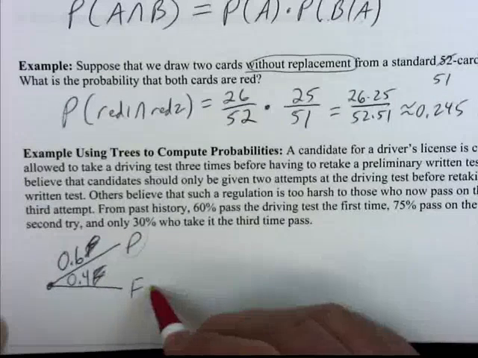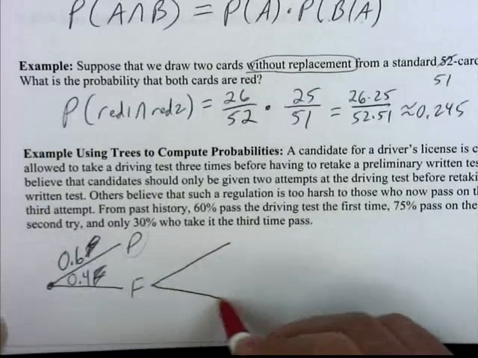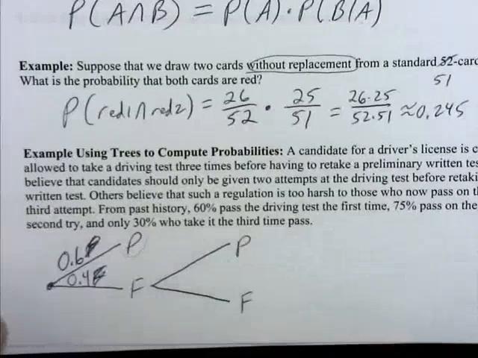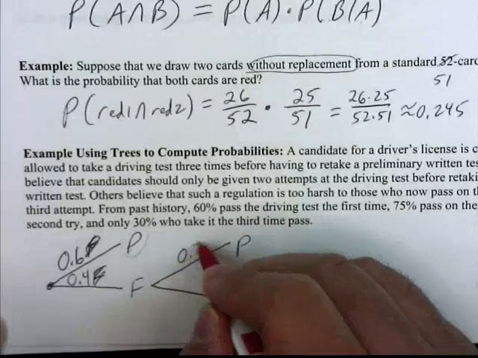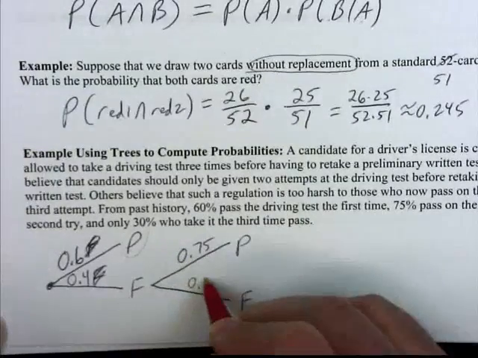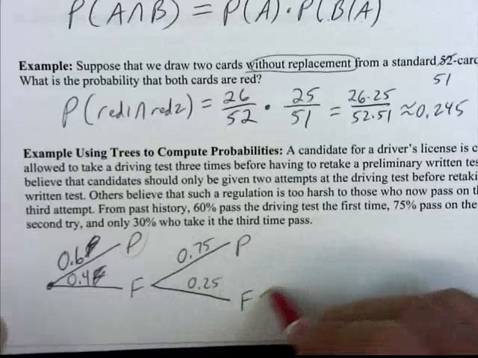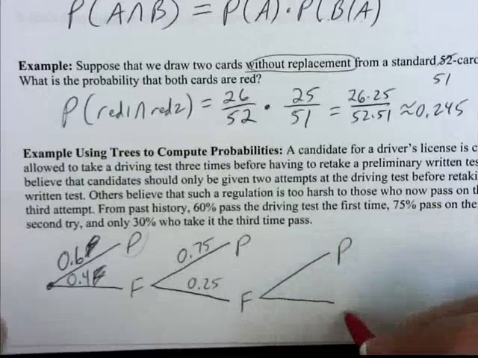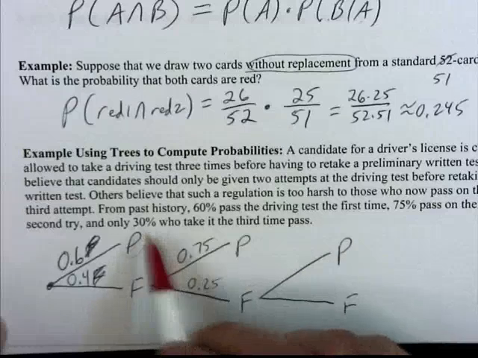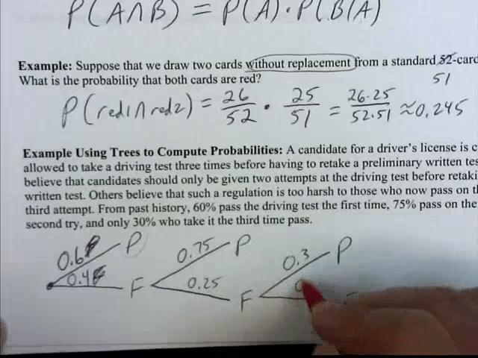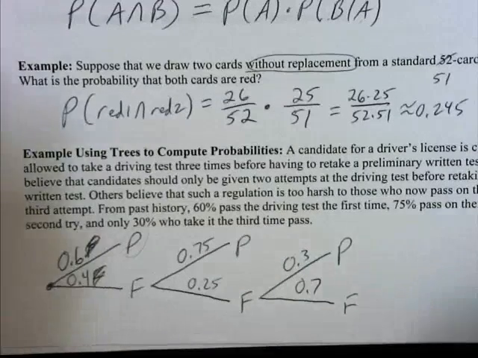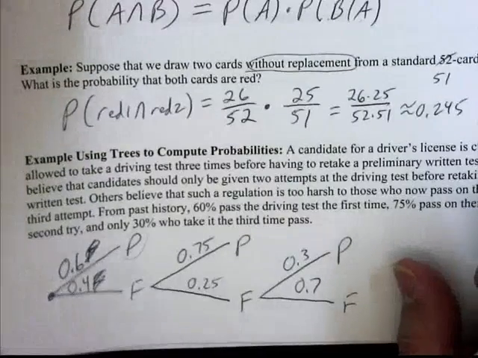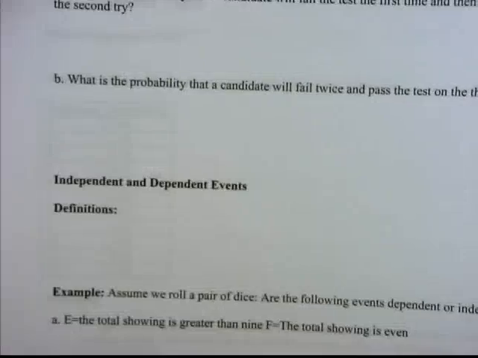If you pass, you're done. You don't have to go on. But if you fail, you take the exam again, and again, you either pass or you fail. On the second time through, 75% pass, which means that 25% fail. And then if you have to take it a 3rd time, again, you can either pass or you can fail. And this time, only 30% pass, and the other 70% fail. So there is our tree diagram. Now I'd like to use that tree diagram to answer a couple of questions.